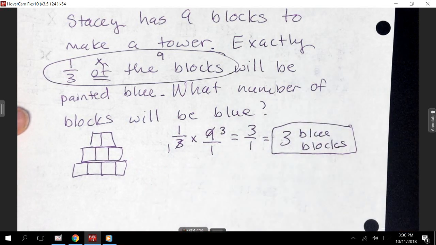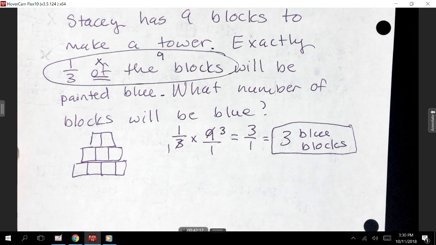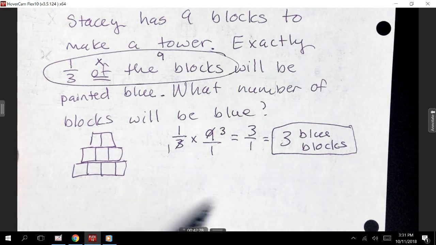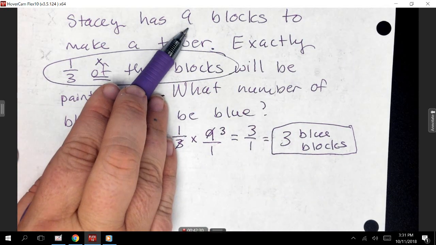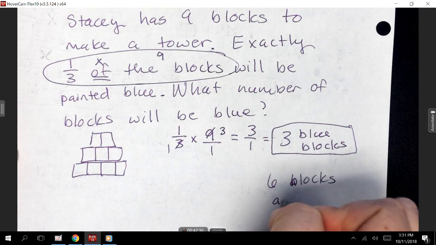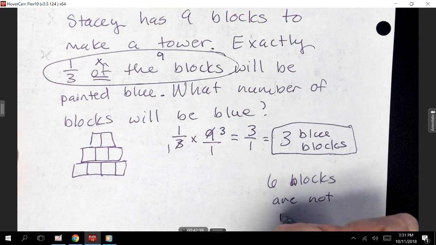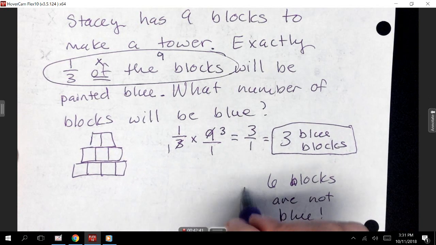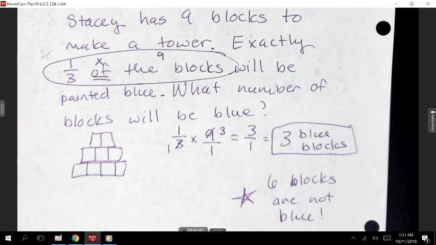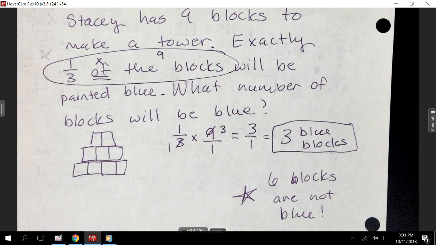All right. Heads up to my advanced kids. On the test, I could just as easily, hint, hint, wink, wink, nudge, nudge, please pay attention to this, I could just as easily have asked you what number of blocks are not blue. Then we would just use logic. If 3 are blue and there are 9, 6 blocks are not blue. So, just a heads up for my advanced kiddos. If it says not, make sure you answer that question appropriately and find that other piece. All right, guys, good luck on our test tomorrow.